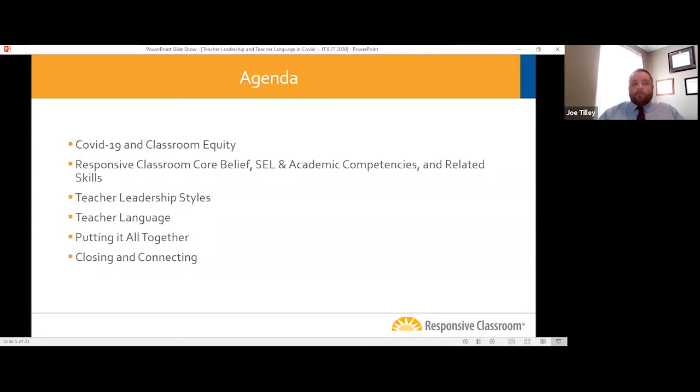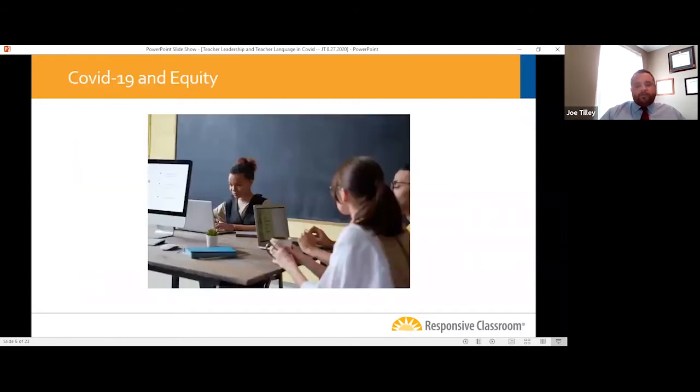So what we're going to do is talk about these foundational pieces of the responsive classroom teacher. Then we're going to talk about the different styles of leadership, how that factors in. You'll have some breakout time, teacher language, we'll break that down. You'll have some breakout time, and then we'll put it all together so that we can learn from one another.